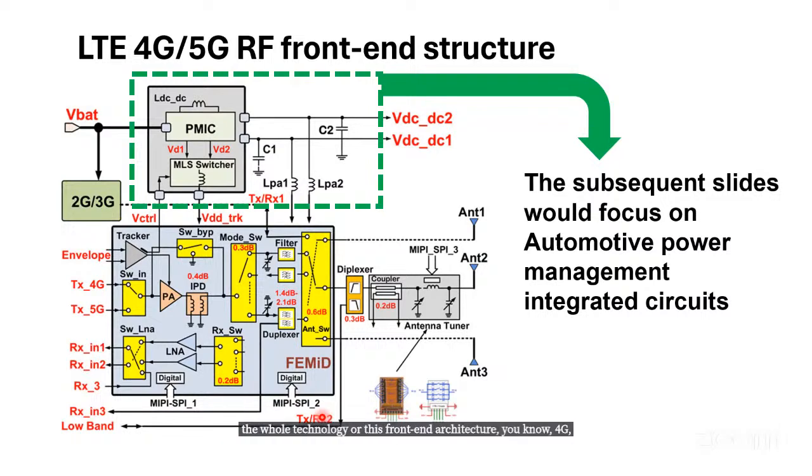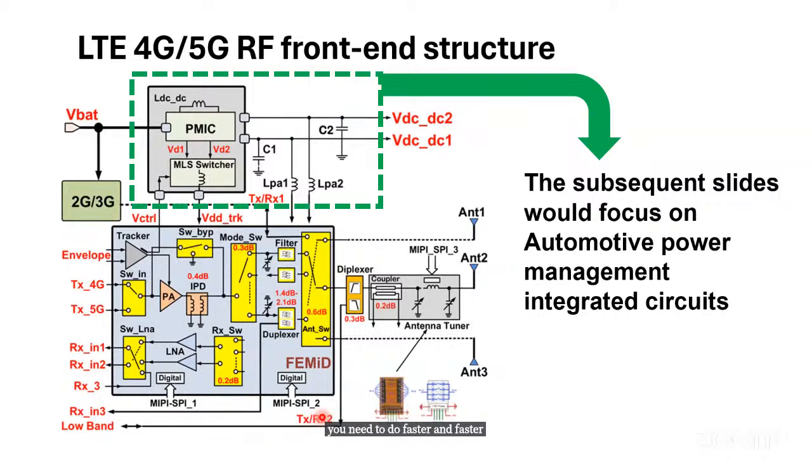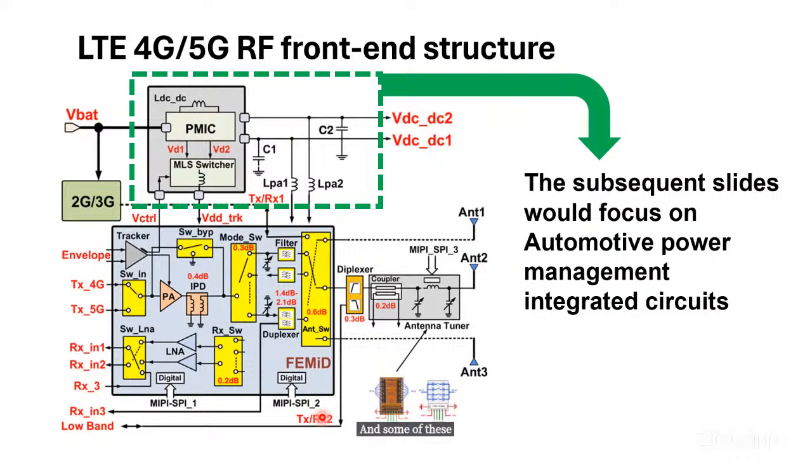and as you move towards 6G, right? You need to do faster and faster data transmissions. And as you would know, faster data transmission also means significant power consumption. And as you go to lower technology nodes, these entire system on chips are now built with lower and lower voltages as well. So you can go down to 1.5, 1.2, and now there are even processors being built at 1 volt, digital IC, and then the analog of the RF front end still remains probably at 2.5 or 1.8 volt.